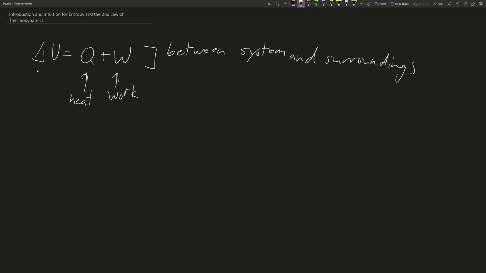But this represents the conservation of energy, because if heat is zero and work is zero, meaning in a closed system, there's no energy being transferred in or out of the system and its surroundings, then the change in energy is also zero. So this is the first law of thermodynamics. So first law.